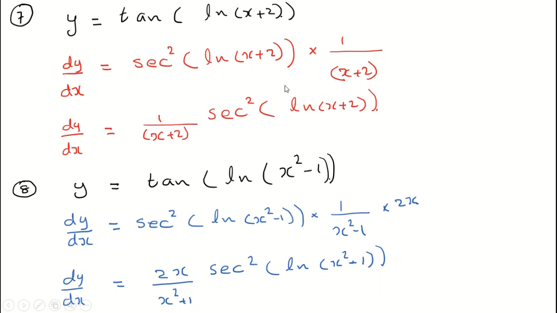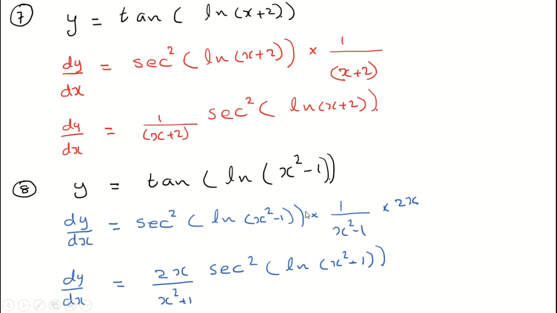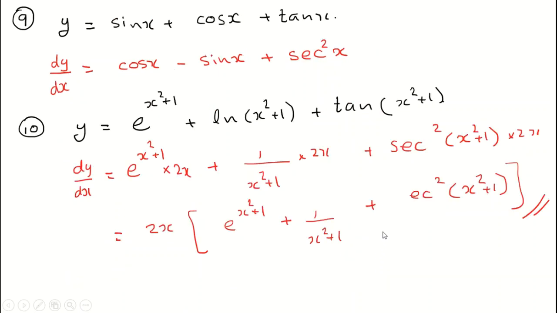For another example like this, y equals tan ln(x squared minus 1). So sec squared ln(x squared minus 1) into 1 over x squared minus 1. Again, this x squared minus 1 also has to be differentiated and multiplied. It is 2x. So this could be written as 2x over x squared minus 1 into sec squared ln(x squared minus 1).